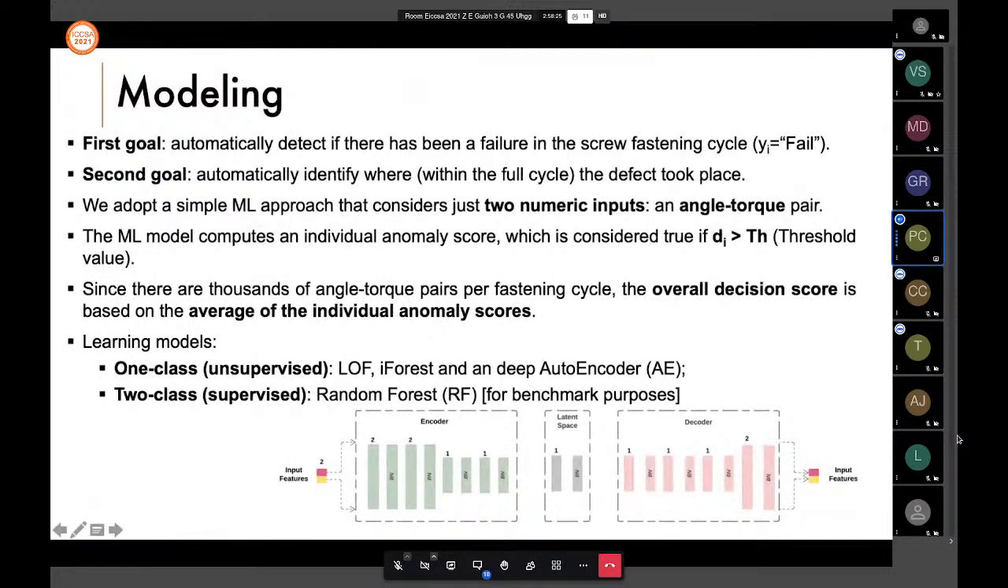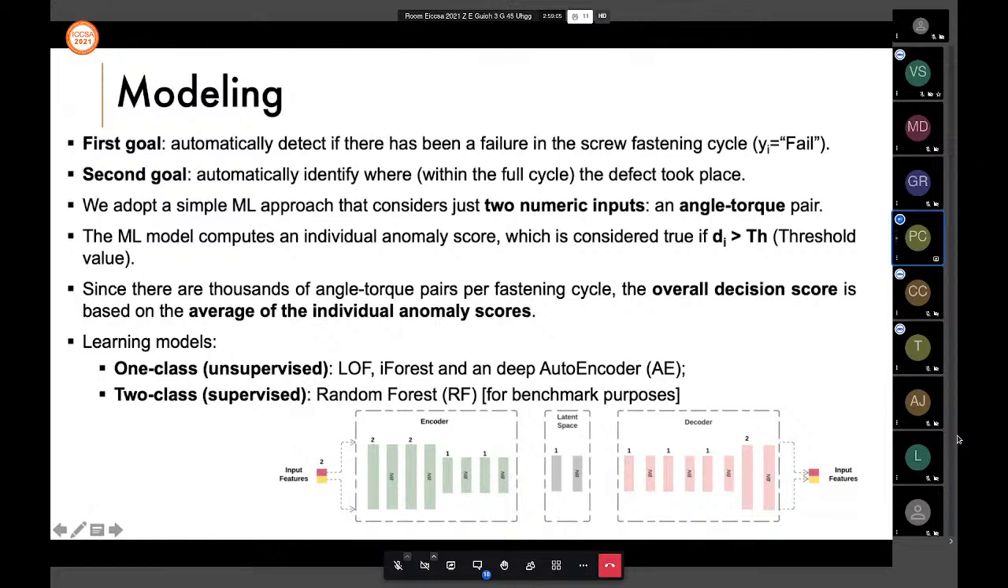The target and the main goal of this paper was to model what we call the first goal, which basically is, at the end of collecting the data of a fastening cycle, to detect if there's a failure or not. But there's a secondary goal that we roughly signal in this paper, but in the future we'll try to inspect it more carefully: if a fastening cycle is detected as a failure, we wish to provide additional information to the human operator, meaning to identify where the failure took place and why.